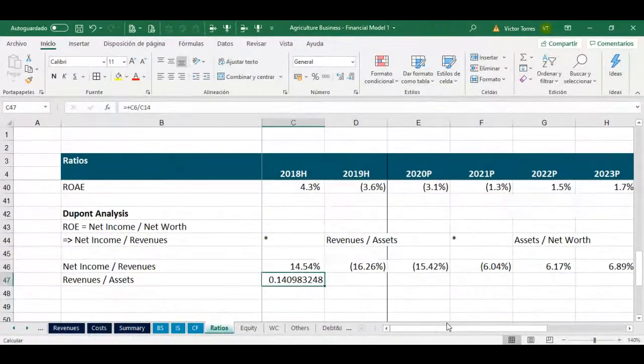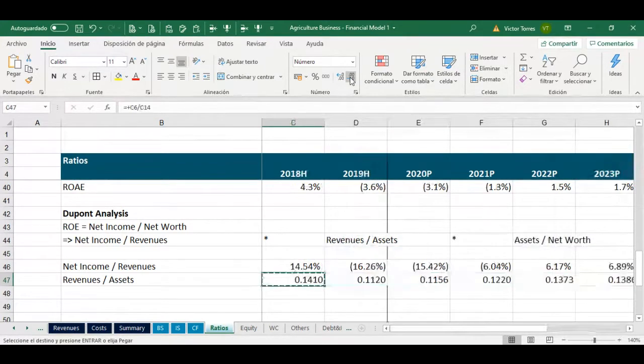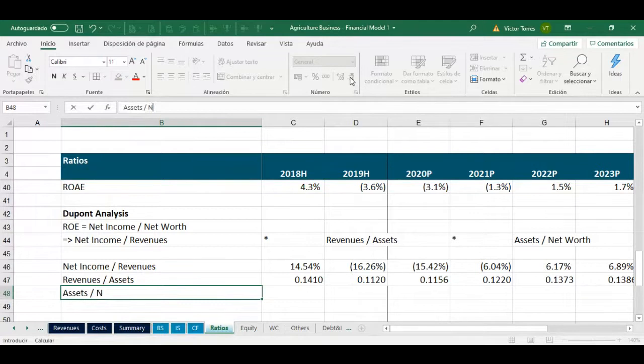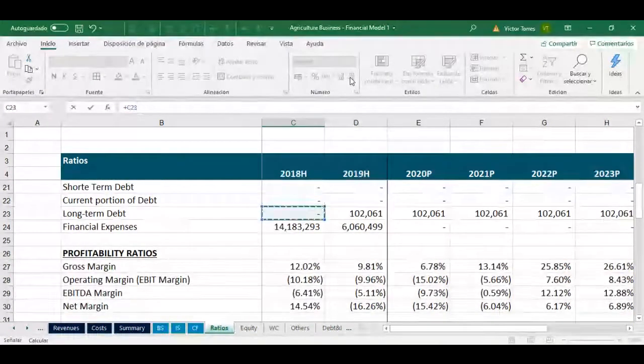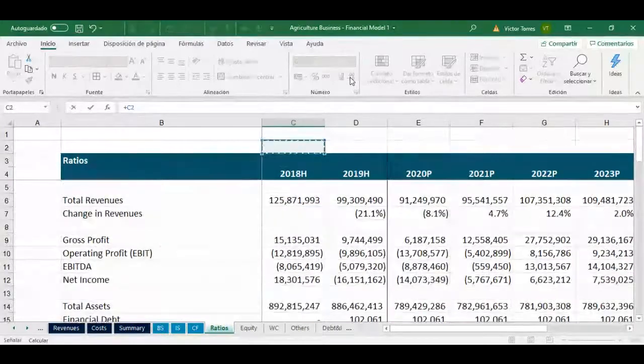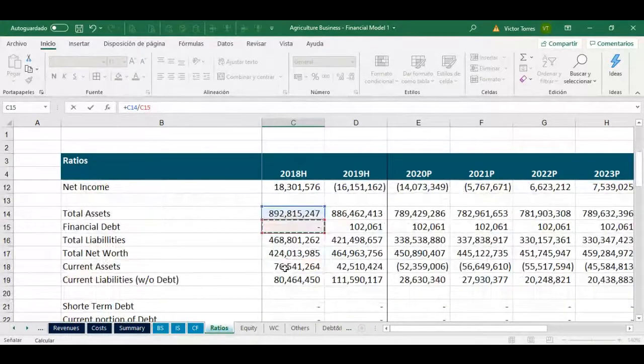And realize what it's telling you. It's how many soles you are receiving in revenues for each sol that you have in assets. And last but not least, assets divided by net worth, which is a measure of how much leverage you have in the company. Total assets divided by total net worth.